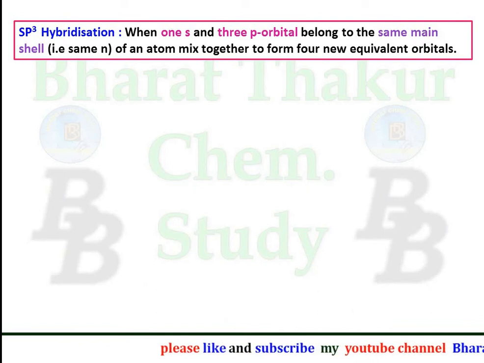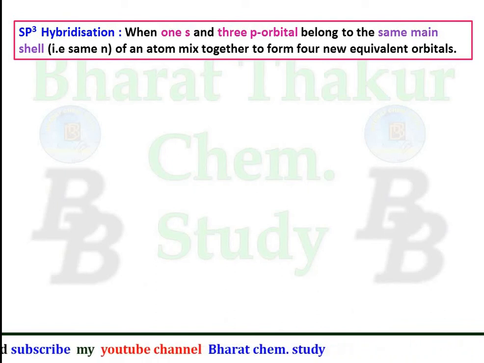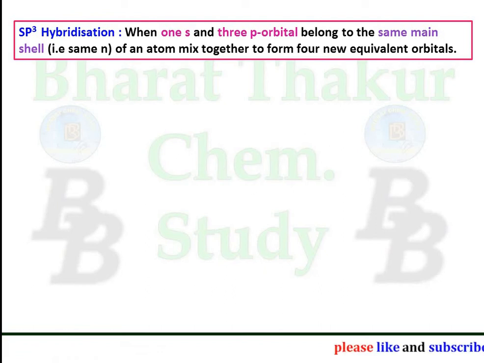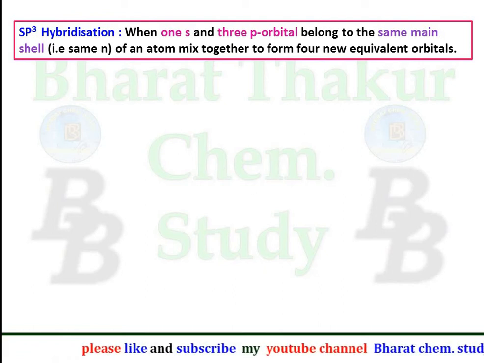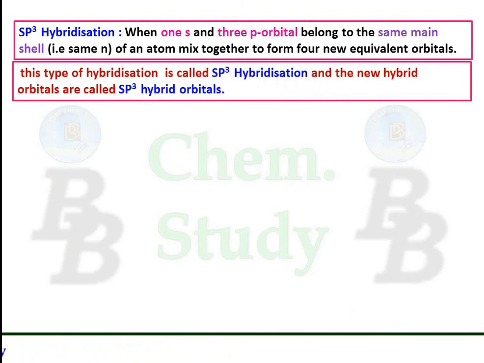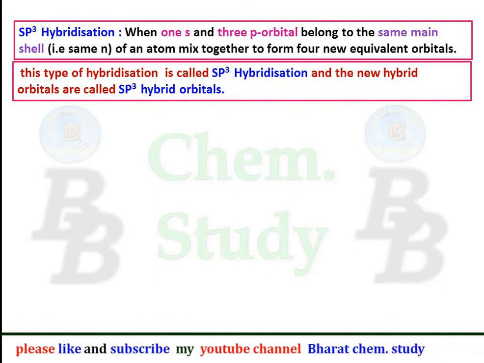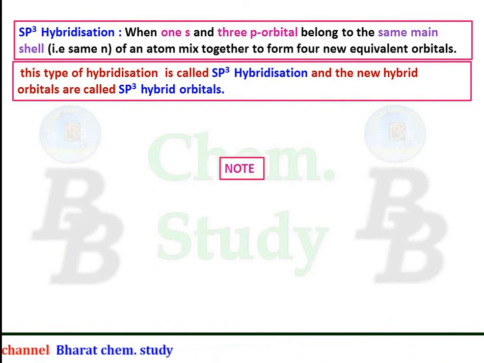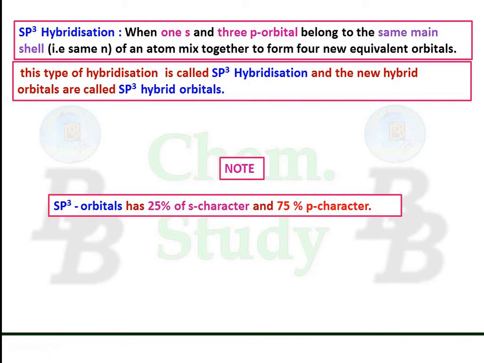Now, sp3 hybridization. When one s and 3 p orbitals belonging to the same main shell, that is, having the same value of n, of an atom mix together to form 4 new equivalent orbitals of the same energy, this type of hybridization is called sp3 hybridization, and the new hybrid orbitals are called sp3 hybrid orbitals. Note that sp3 orbitals have 25% s character and 75% p character. Now let's explain the sp3 hybridization in the case of ethane.